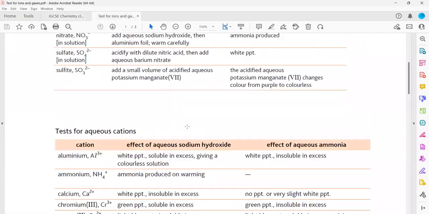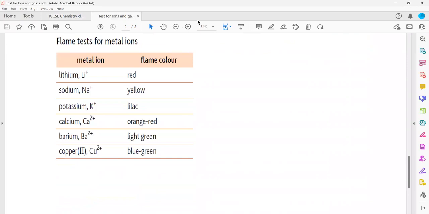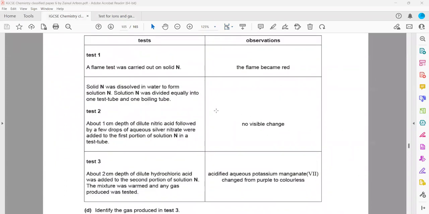What gives an idea about a red flame? Lithium ions. You can see a red color. You can say red or crimson. So this gives an idea that it is lithium.